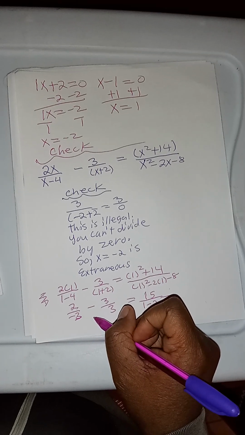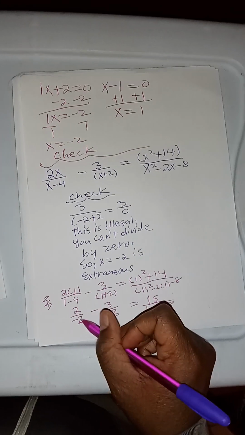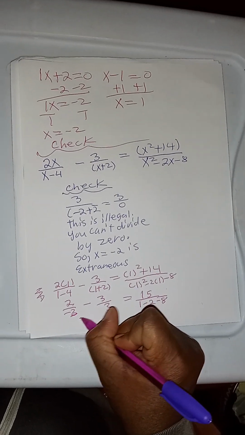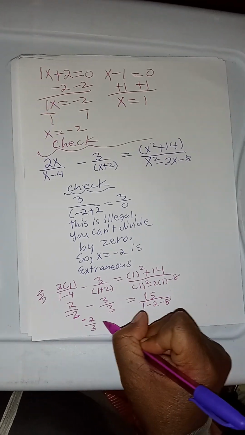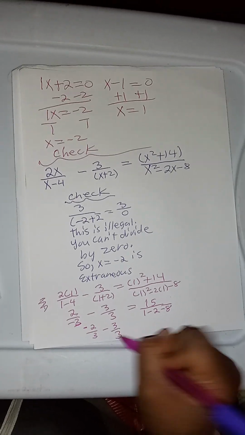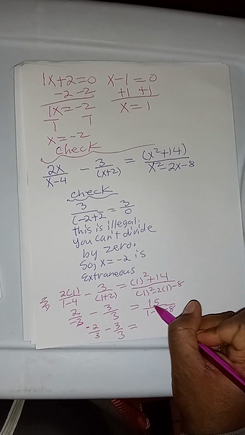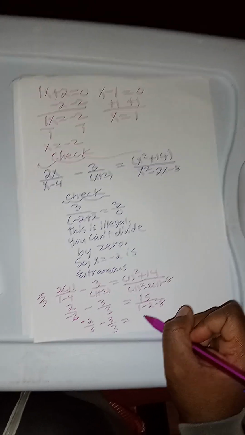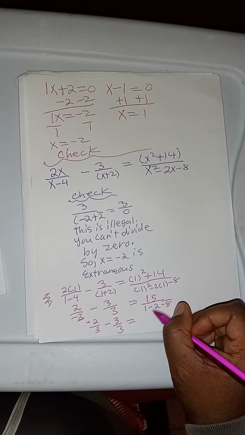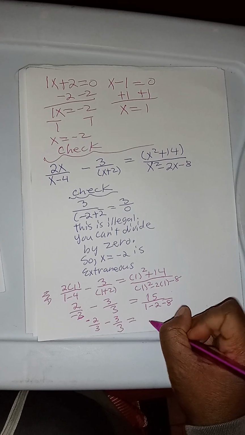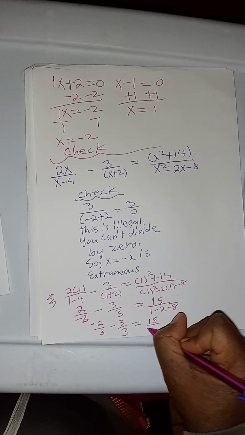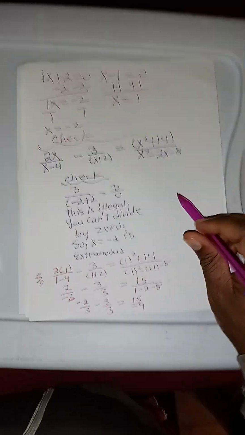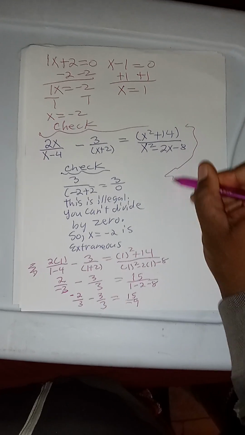So 2 divided by -3 is the same thing as saying -2 over 3 and then minus 3 over 3 is equal to 15 divided by 1 minus 2 minus 8. So 1 minus 2 is -1, minus 8 is -9. So 15 over -9. Now we can continue.